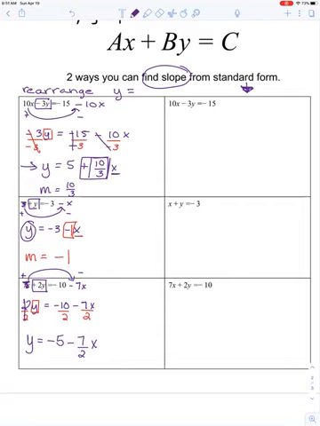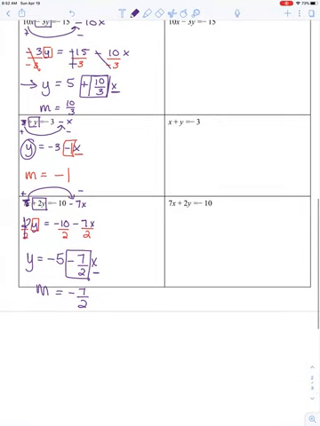Again, find your x. Here's my x. My coefficient in front is going to be my slope. So here m equals -7/2. A couple things to remember. Keep it as a fraction. Don't type it in your calculator and get a decimal, because remember, when you do slope, you want rise over run, so you want to try to keep it as a fraction.